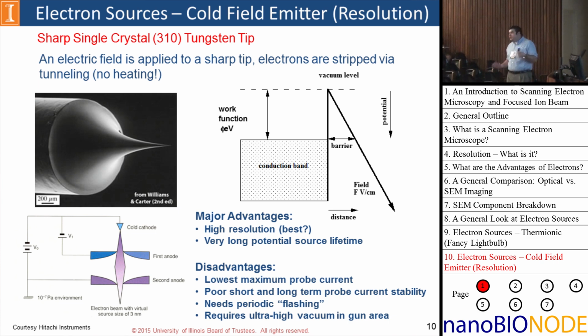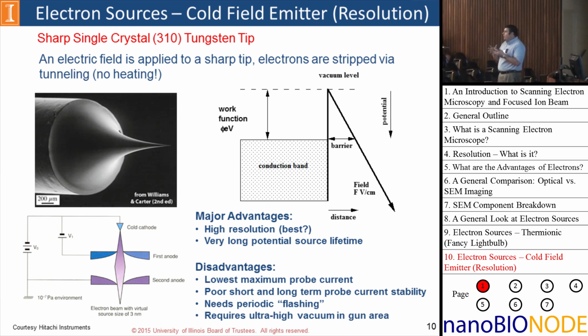I put best with a question mark because the next source and this one kind of compete a little bit for best resolution. It has very good lifetime. So these last a very long time compared to thermionic sources, years. Disadvantages, they don't have very good probe currents. Okay? They tend to have fairly poor stability, and they need to be flashed periodically.